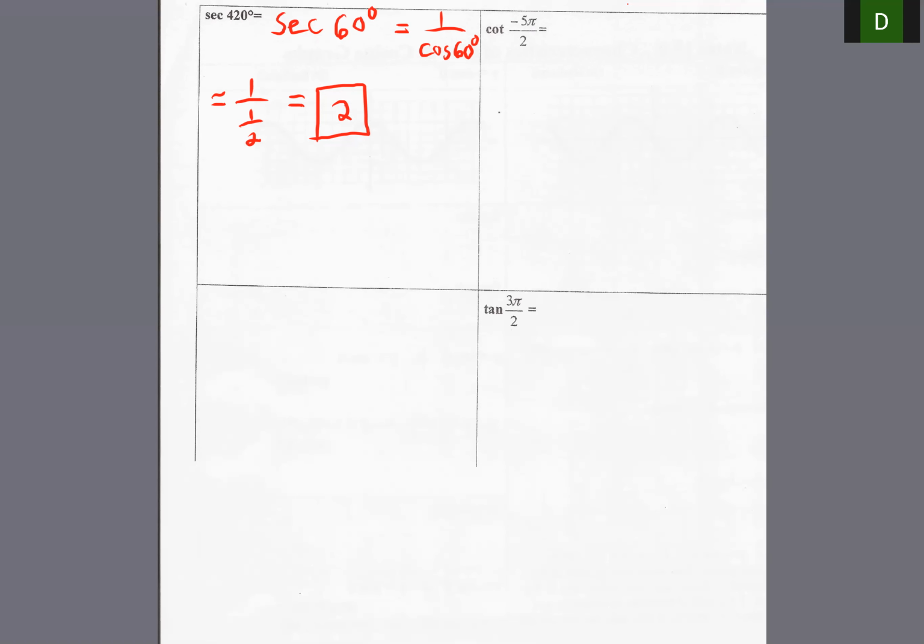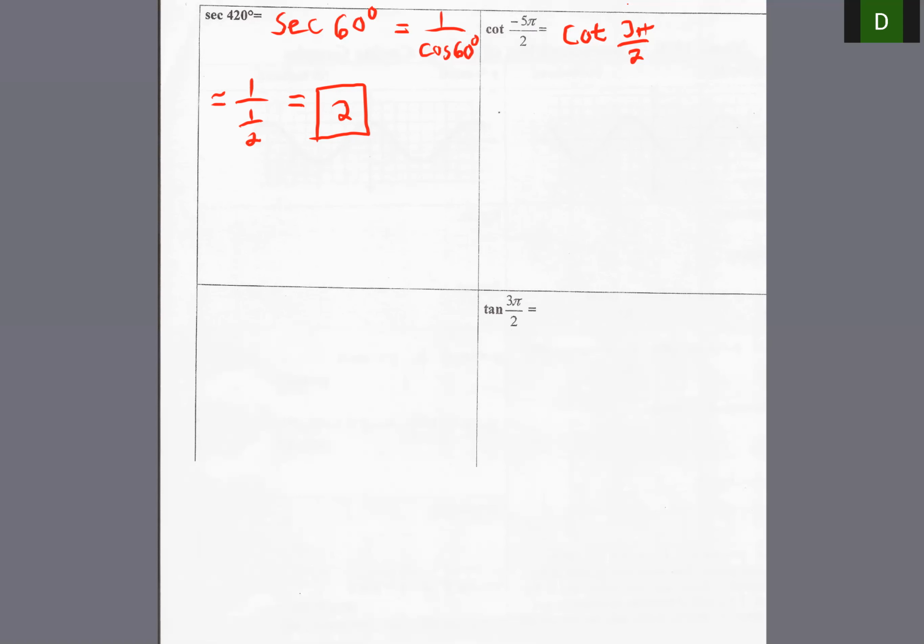Next one is in radians. You don't have any negative angle measures on your unit circle. So I'm going to add 2 pi to this. So if you add 2 pi to negative 5 pi over 2, that's going to give you 3 pi over 2. Because 3 pi over 2, this is what shows up on your unit circle. Negative 5 pi over 2 does not.